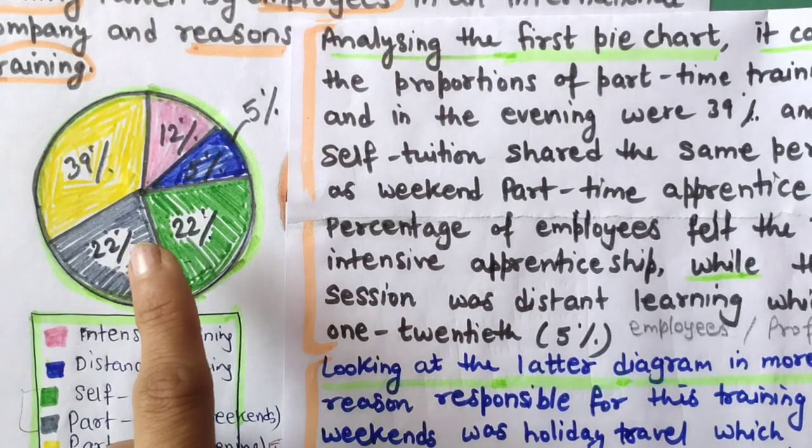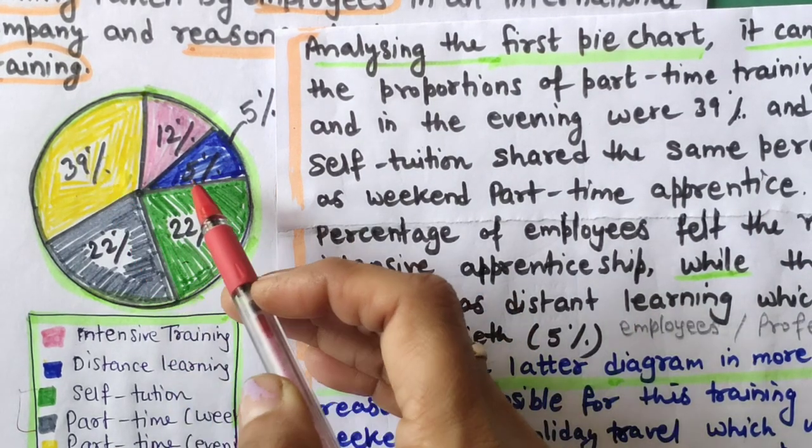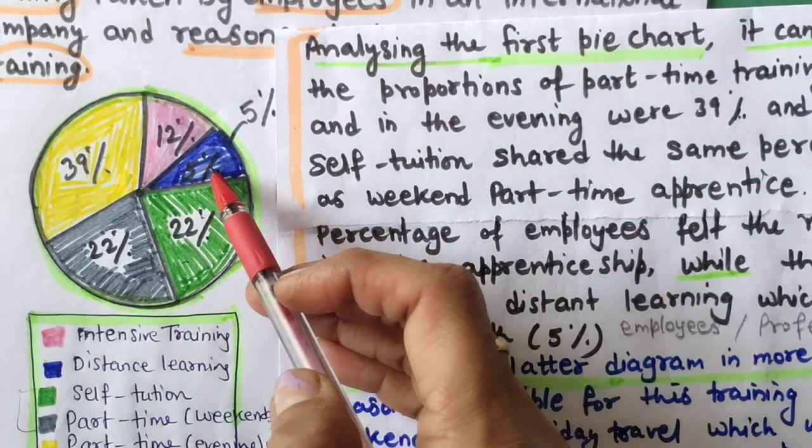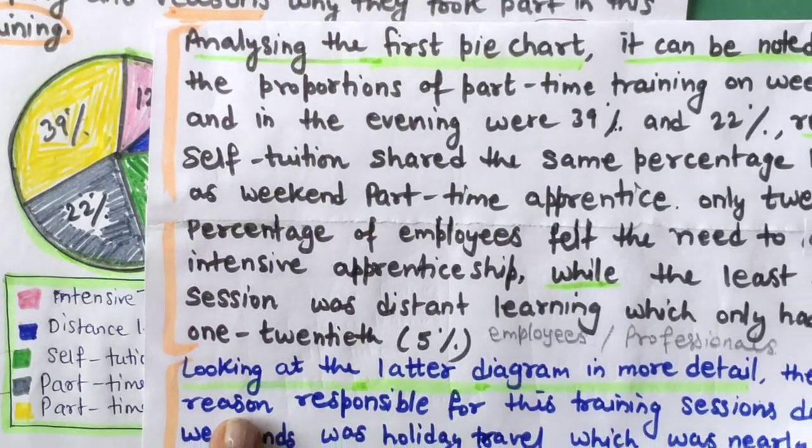Now we will talk about this pie chart. This is the highest, this is the lowest. Lowest is distance learning. So see how I have written this.